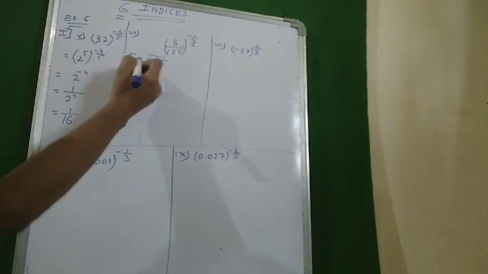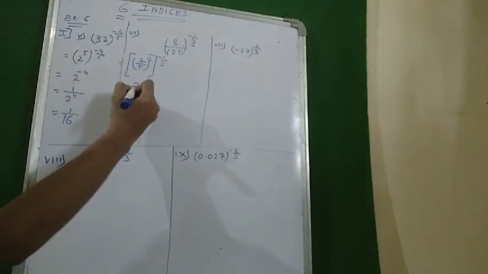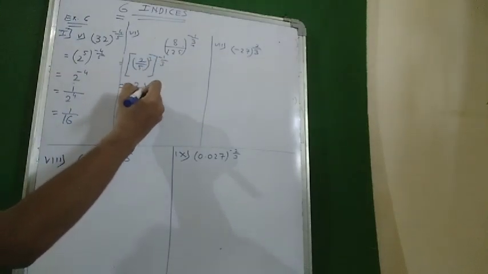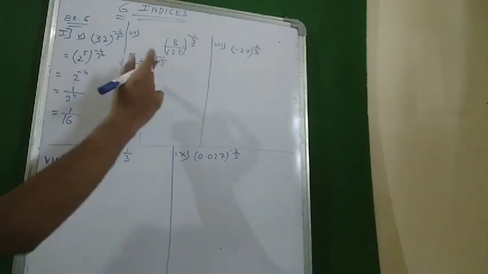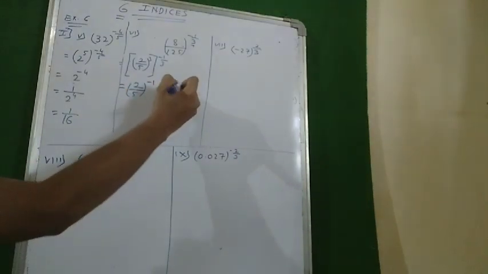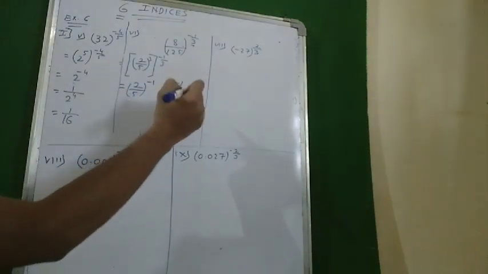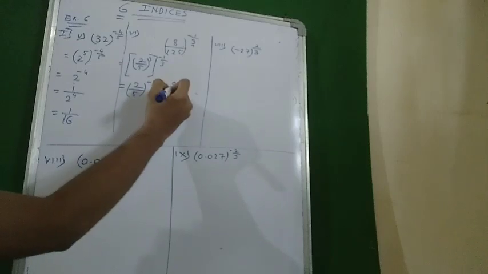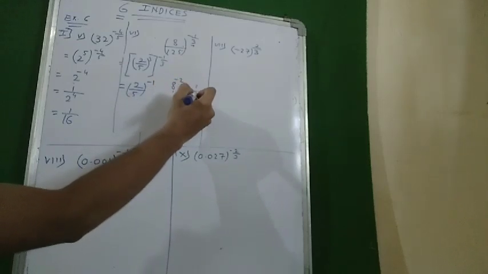So this 3 and this 3 gets cancelled. Pay attention properly. A very important part is going to come here. So this 3 gets cancelled. We have minus 1 over here. Now we have a fraction. Generally we do like this. If we have 7 raised to minus 1, we write it as 1 upon 7. If we have 8 raised to minus 2, we write 1 upon 8 raised to 2.